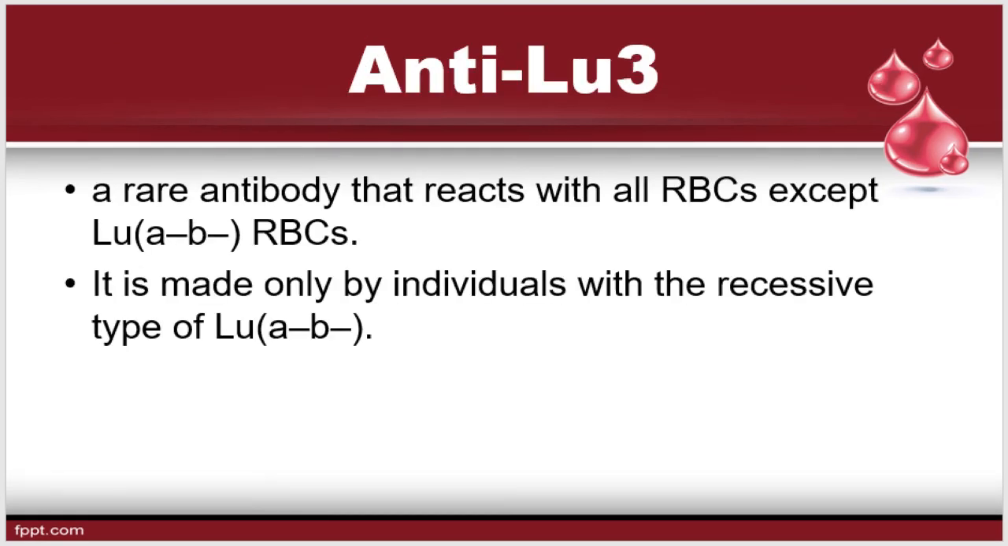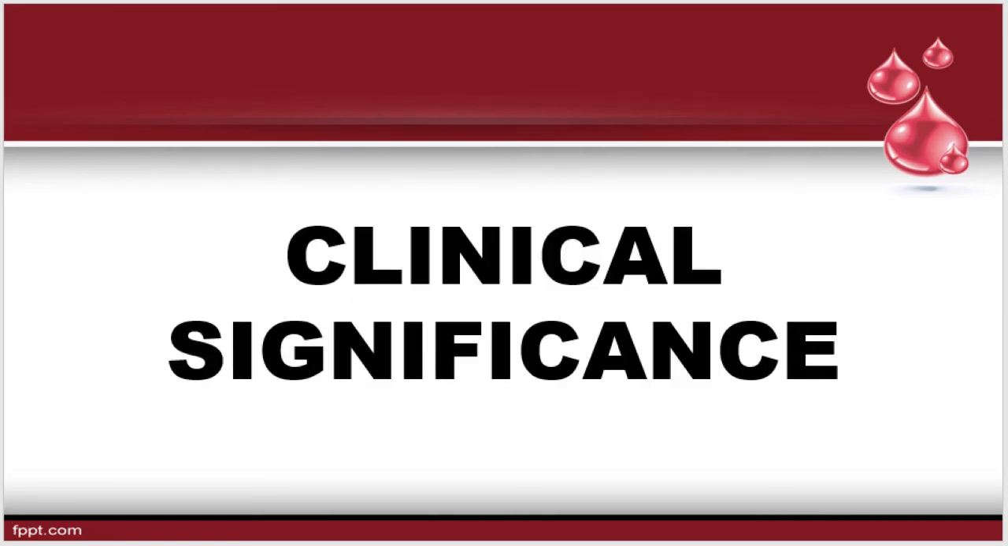Now let's talk about the anti-LU3. It is a rare antibody that reacts with all RBCs except LU A negative and B negative RBCs. The antibody looks like an inseparable anti-LUAB and recognizes a common antigen, LU3, that is present whenever LUA or LUB is present. So it is made only by individuals with the recessive type of LU A negative and B negative. Next is the clinical significance.